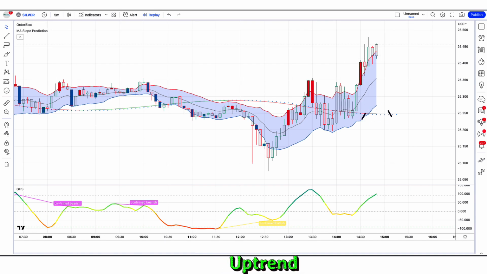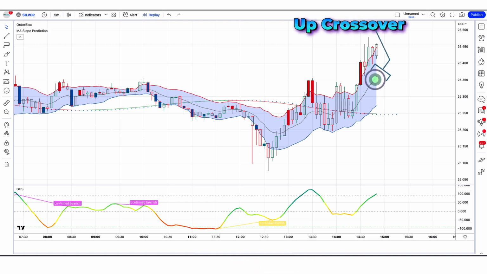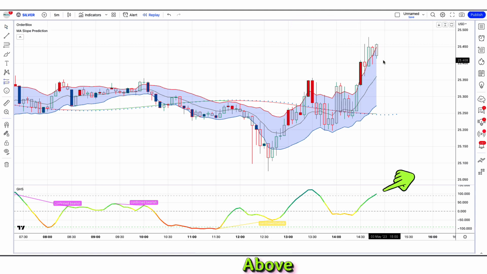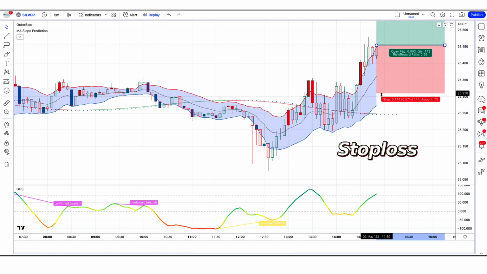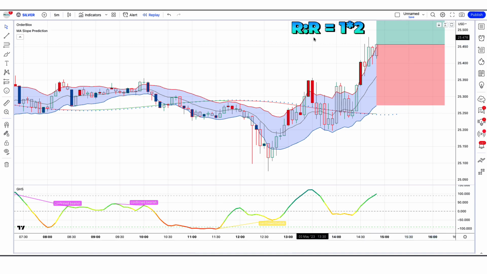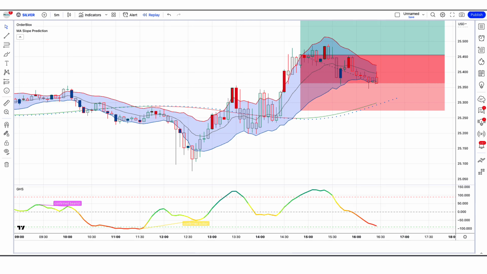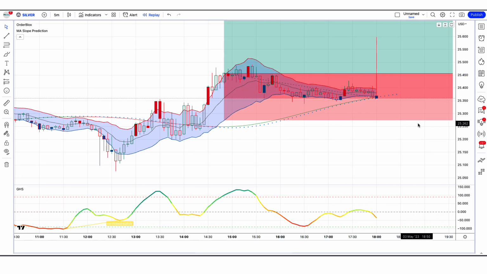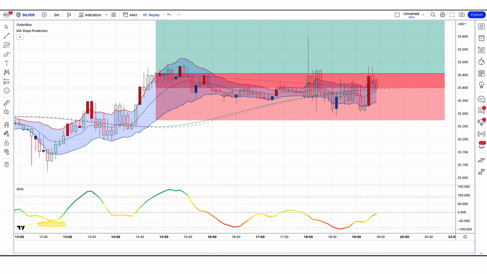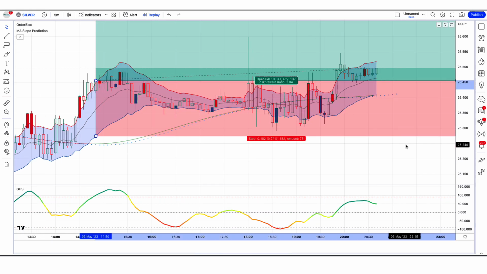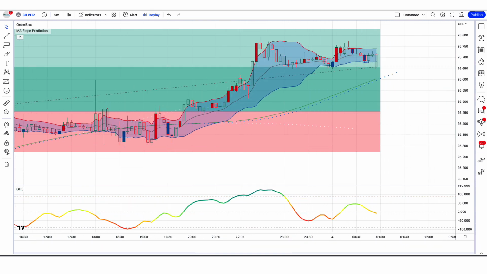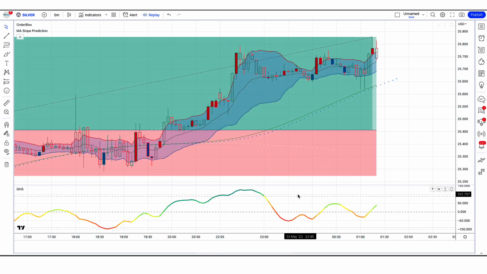When the MA Slope Prediction indicator changes from downtrend to uptrend, the market should cross over the middle line of the order blocks indicator, and the God Hunter Scalping indicator histogram should be above the zero level. When this condition is met, we will place a buy order. Our stop loss will be placed at the lower level of the order blocks indicator, and the risk to reward ratio will be 1 to 2. The market has completely hit our target.